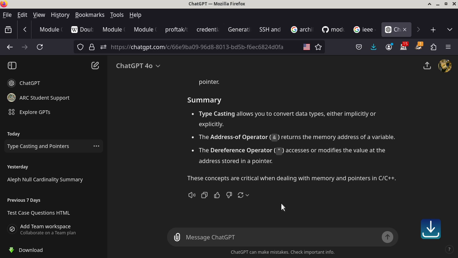I think the free version, even if you don't sign in, will still give you this. It's just that the number of prompts you can make per hour is limited, okay?